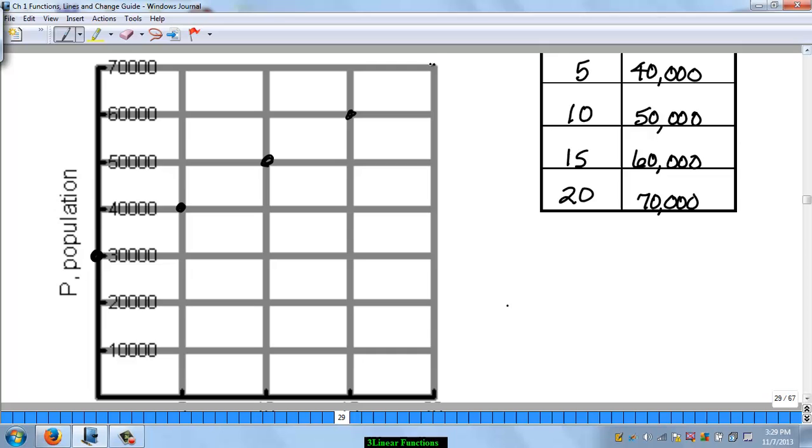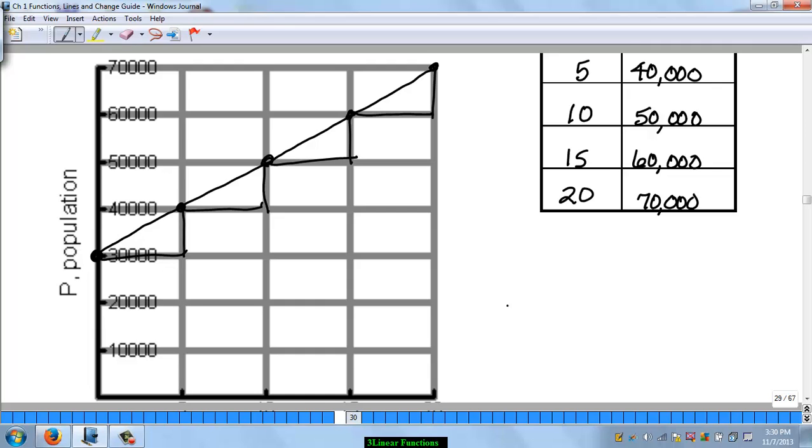See if I can get this all to show on the screen. And then I'm sure your line's straighter than mine. Let's draw a line through all these points, and there is my straight line. And if you look at it, look at the rate of change. See how it's constant here? So your slope is the same each time. For every 10,000 it goes up, that's another 5 years, which is your 2,000 people per year.